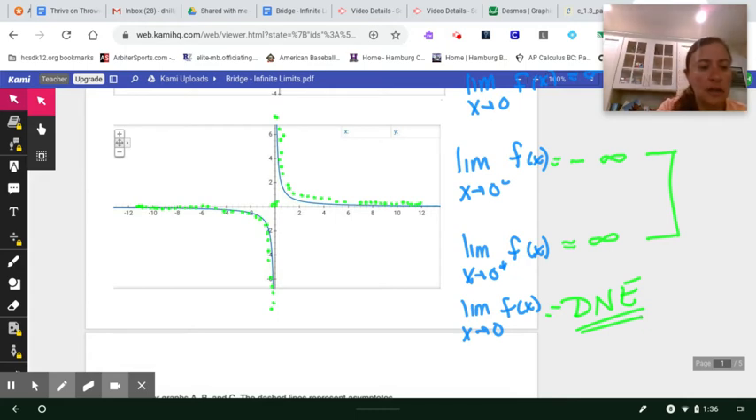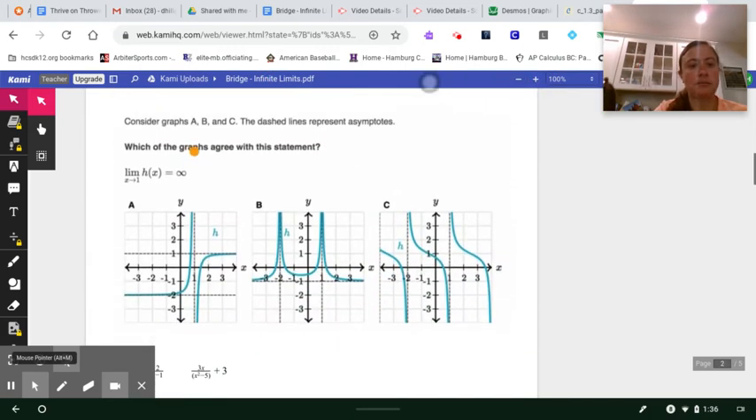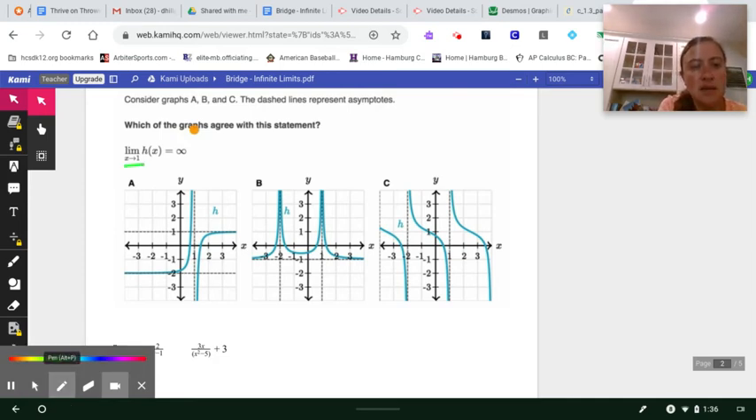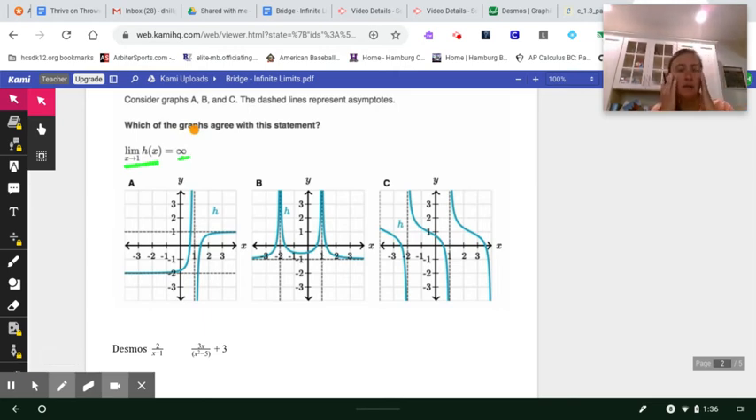So let's take a look at just a sort of AP type multiple choice question. Which of the graphs agree with this statement? So the question says, the limit as x approaches 1 is infinity. So here's what's got to run through your head. Did they say left, right, or do they want both for the general limit? Well, since it doesn't say left and right, the general limit means you need to check both.